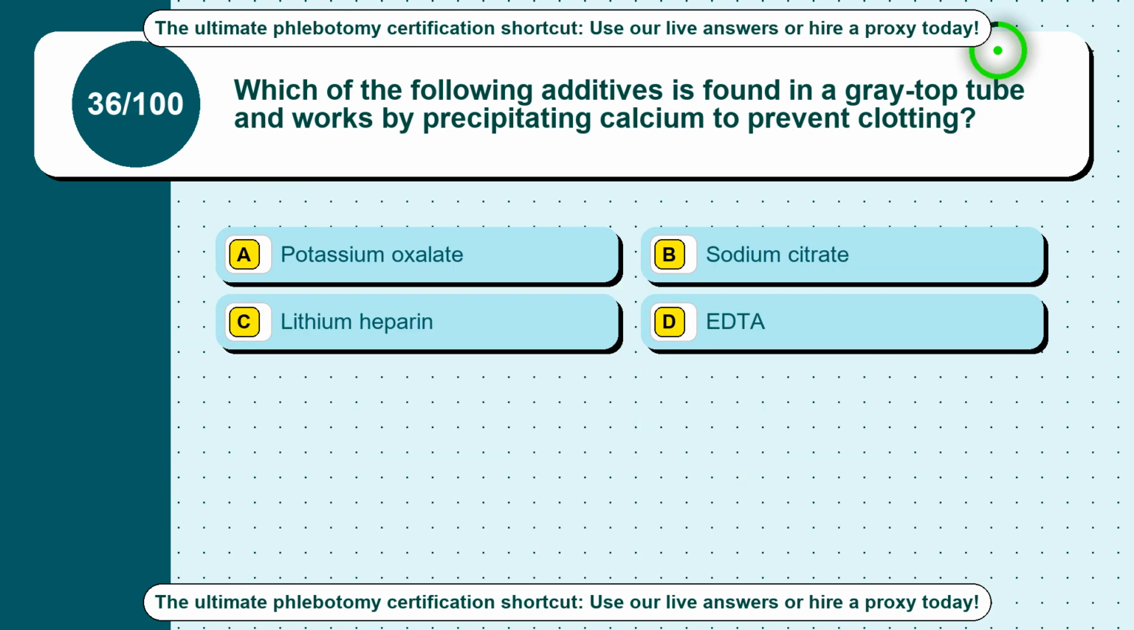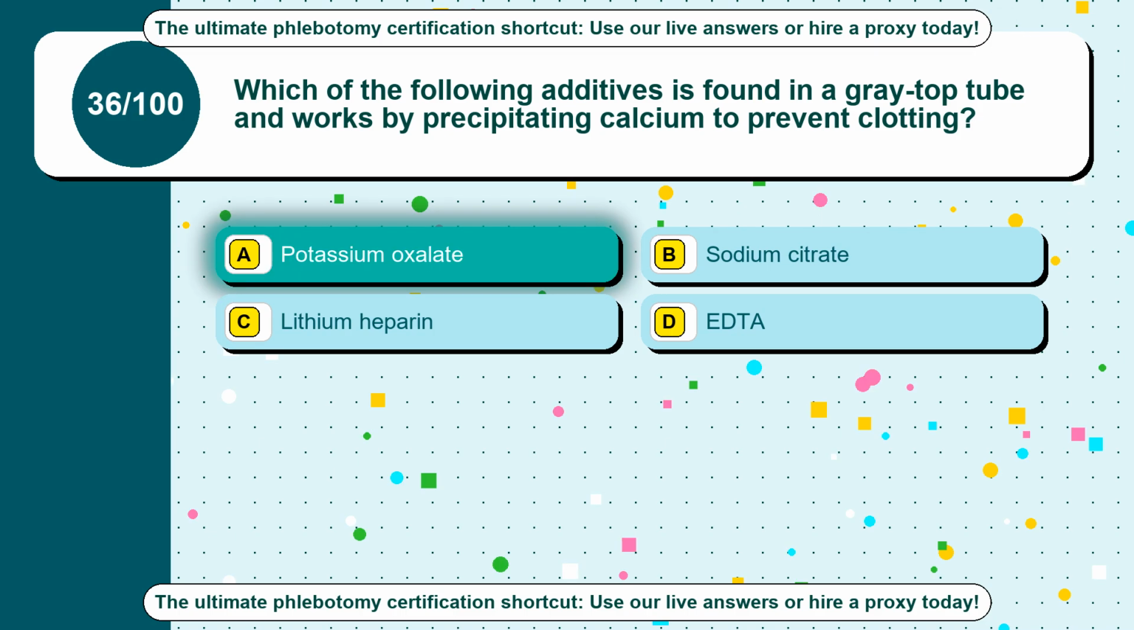Question 36. Which of the following additives is found in a grey top tube and works by precipitating calcium to prevent clotting? Option A, potassium oxalate. Option B, sodium citrate. Option C, lithium heparin. Option D, EDTA. The correct answer is option A, potassium oxalate.